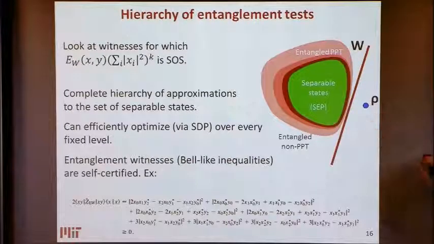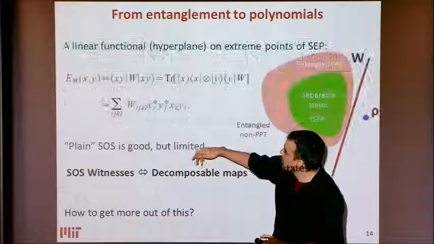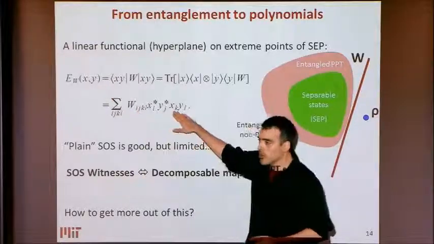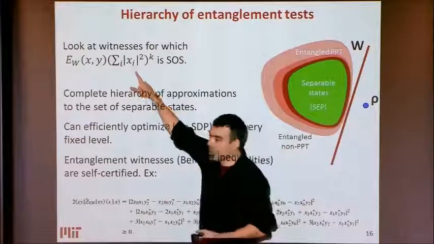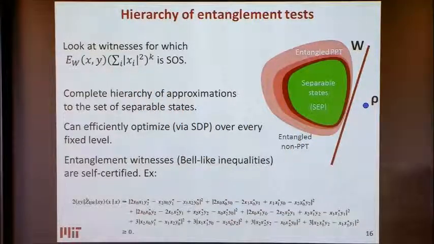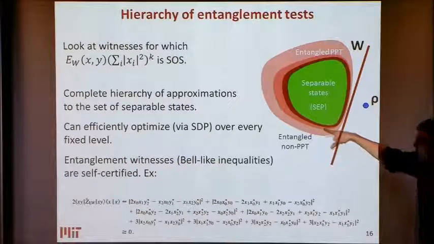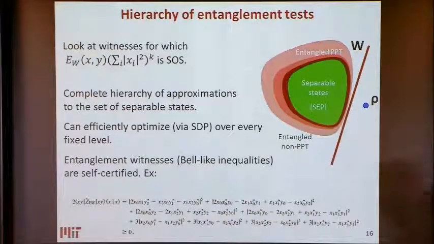Okay, so we take that and translate it in here. Before, we just looked at witnesses for which this expression was a sum of squares. Now I'm going to multiply it by something and check whether this is a sum of squares or not. I'm going to be looking for witnesses of this type. If you do that, you get nicer classes that get closer and closer to the set of separable states. And again, as k goes to infinity, these things converge.